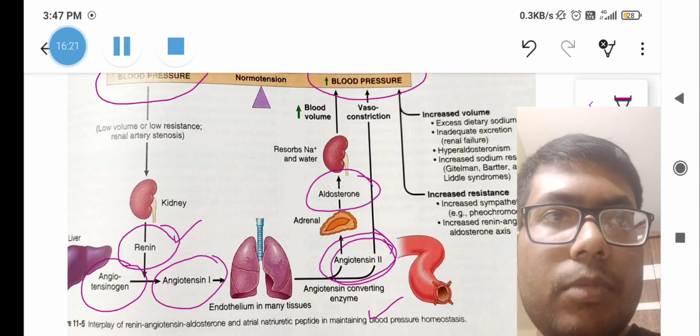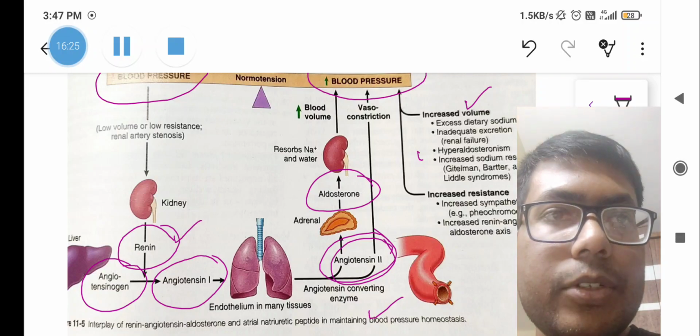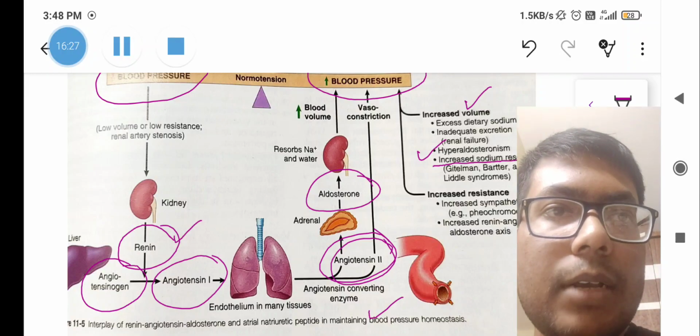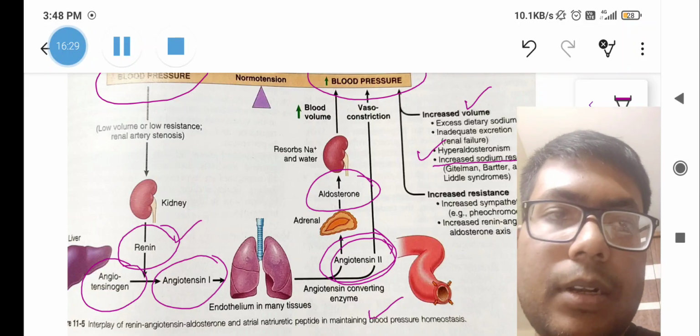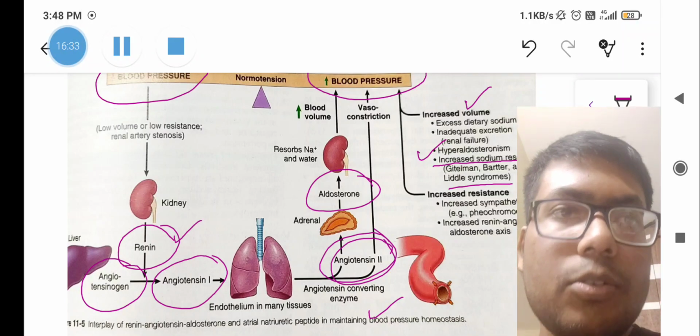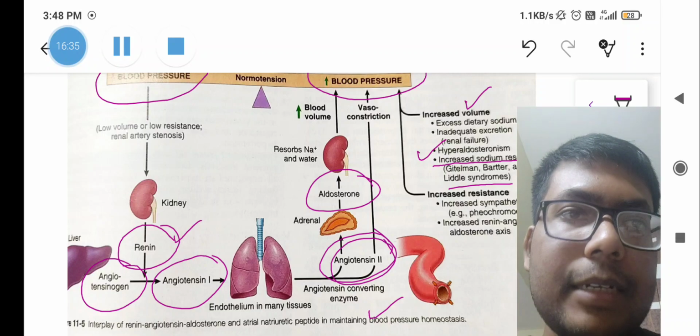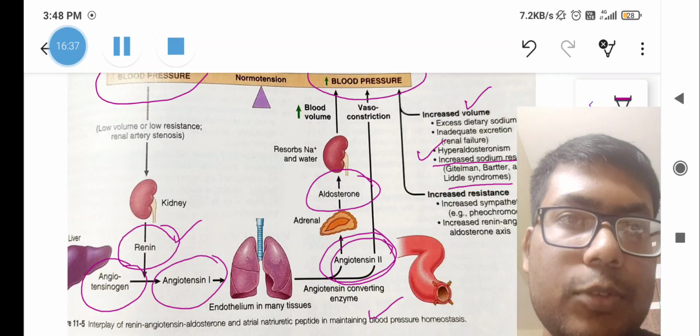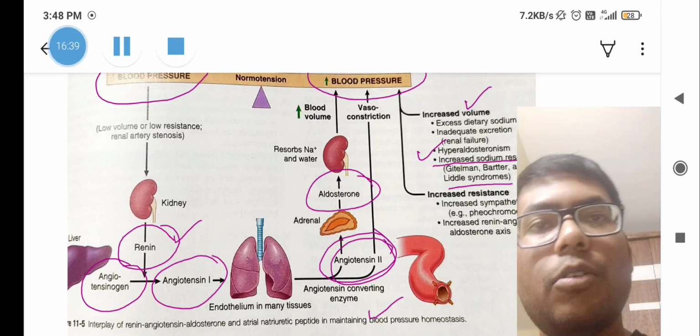Increase in volume is also caused by hyperaldosteronism, and increased sodium level is caused by Liddle syndrome, that is pseudo hyperaldosteronism, Bartter syndrome, and Gitelman syndrome, and increased resistance is caused by pheochromocytoma. So these parts are also important.